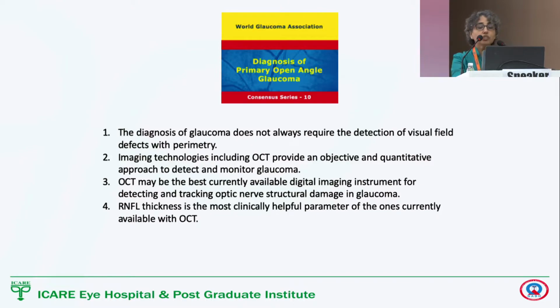Even the WGA consensus series have now confirmed the use of OCT. They say that the diagnosis of glaucoma does not always require the detection of visual field defects with perimetry. It doesn't say that you don't need perimetry in all patients, but basically if there are patients who can't do it, or for whatever reason you're not able to get a good outcome, OCT can be an extremely helpful tool. And in patients who still have normal fields, there can be enough evidence based on the optic nerve head and OCT changes that will help you diagnose glaucoma and even sometimes start treatment in some subset of patients.